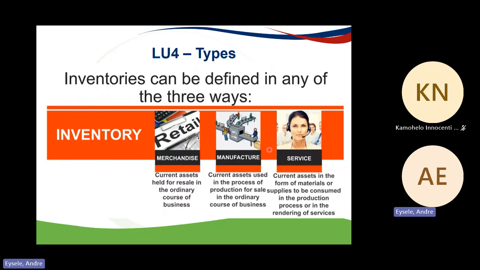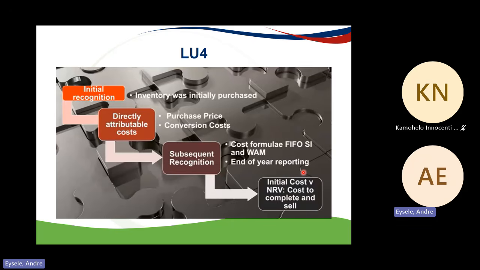Colleagues, we've just looked now at manufactured items, current assets used in the process of production for sale in the ordinary course of business, and then services. You also get inventory items as services, current assets in the form of material or supplies to be consumed in the production process or in the rendering of services, like we normally do with lecturing. That's called a service. That is how inventories can be split up in different categories.